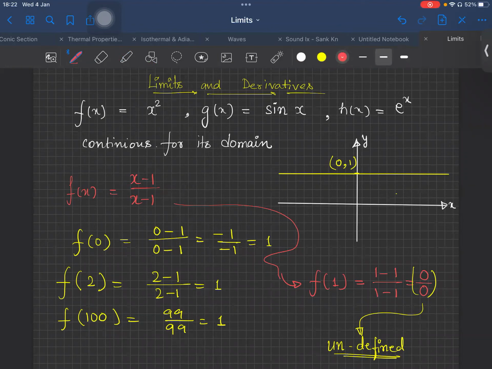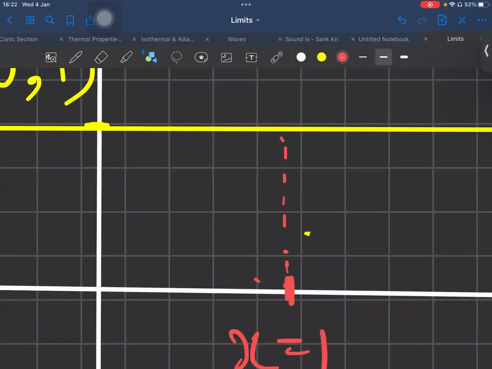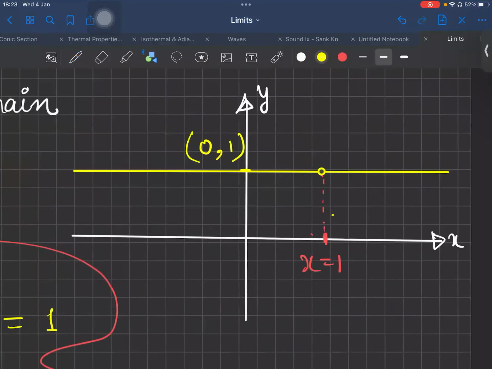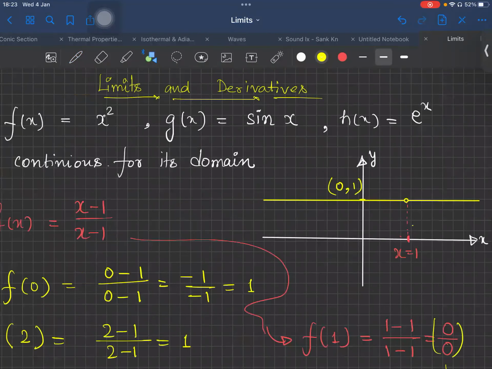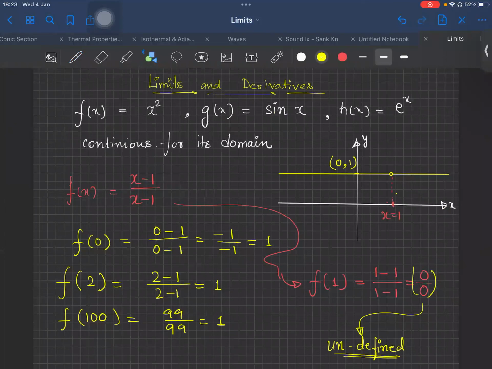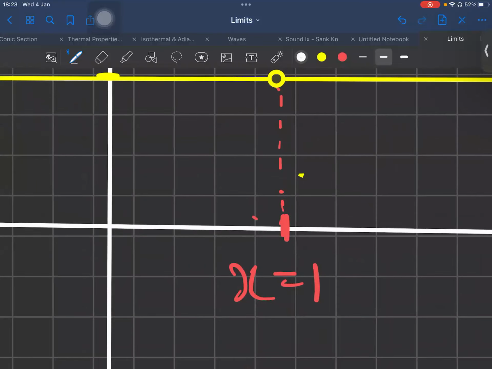Except when the value of x is 1. If here x is equal to 1, what happens? The function is not defined. Let's zoom in. Here the value of this function is not defined. Wherever the function is not defined, we represent it by a small circle, like this. So at x is equal to 1, the function is not defined. Understood? Yes, sir.